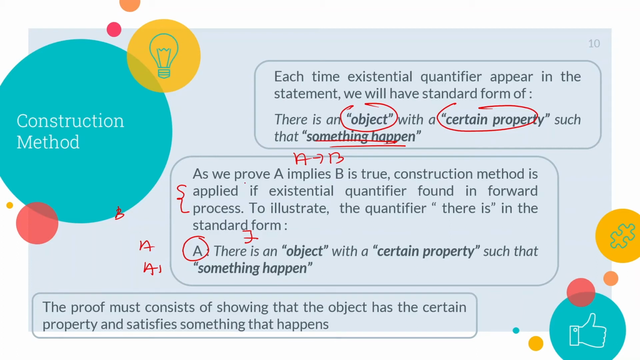So what if you find the existential quantifier also in the backward process? The idea of this method is to construct the desired object. So if you get an existential quantifier also in the backward process, the constructed object will still become a new statement in the forward process. So don't worry.